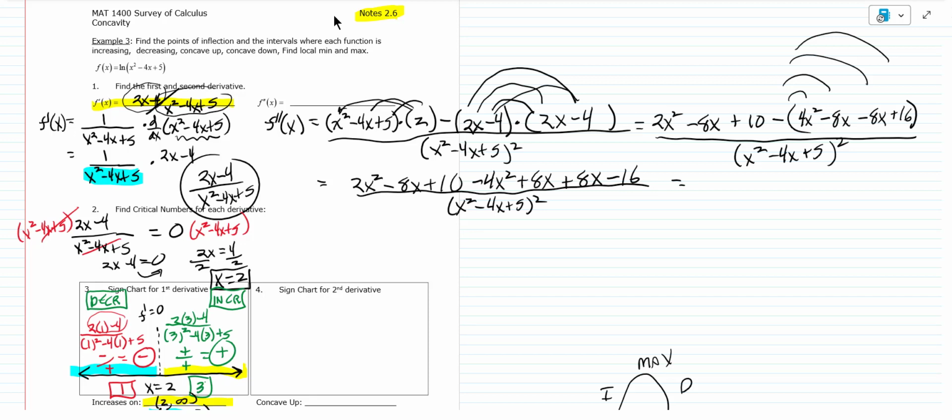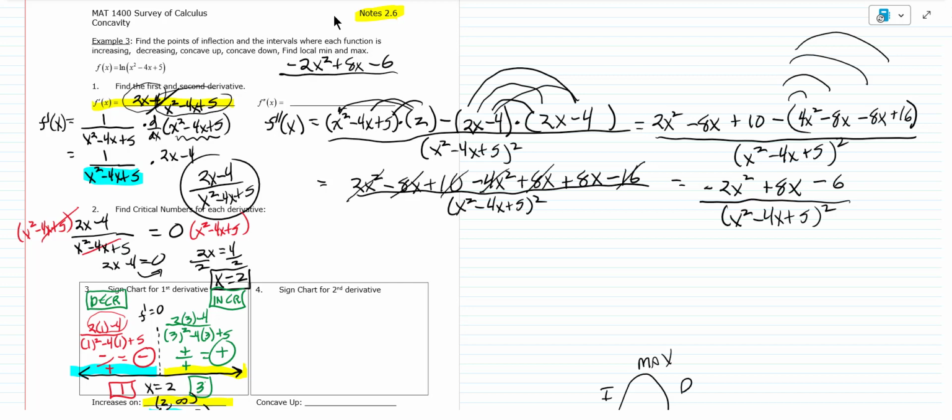Okay, so now we'll put all our like terms together. Notice that in the numerator we have 2x squared minus 4x squared, which is negative 2x squared. Then if you put the x's together, negative 8 and 8 cancel. You're left with 8x. Then you've got 10 minus 16, which is negative 6. And that's all over x squared minus 4x plus 5 to the second. Okay, so that is your second derivative. I'm going to write this up here in the answer blank and highlight that because we're going to need to look at that for the remainder of the problem.